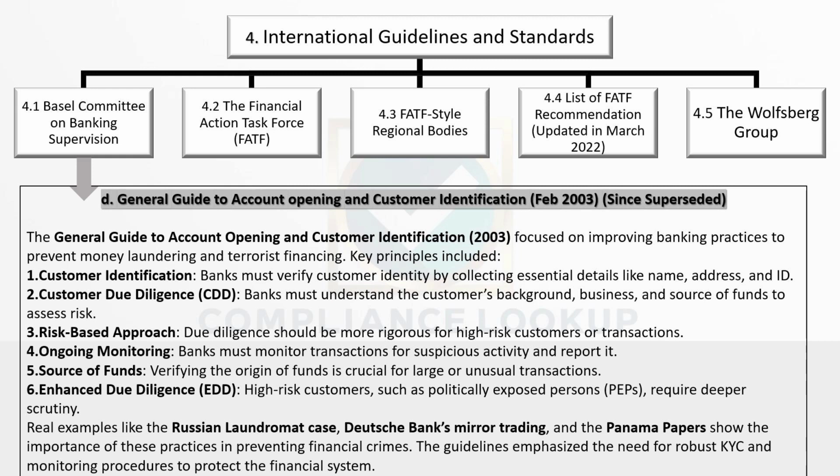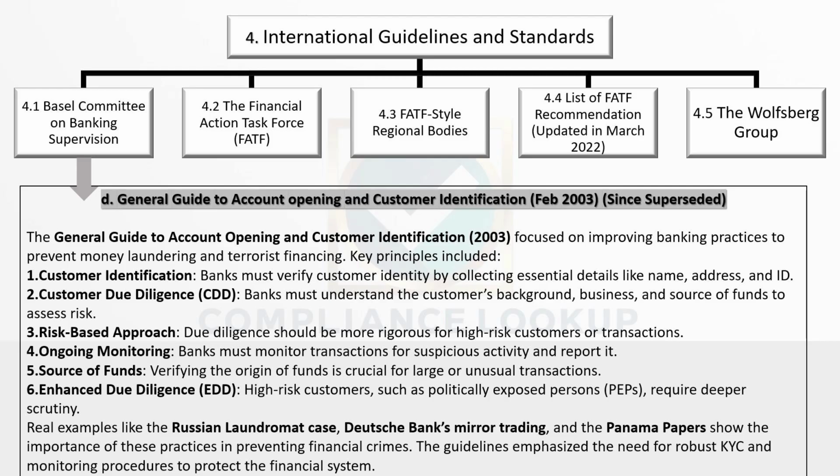Real example: in 2016, Deutsche Bank was fined over $630 million for facilitating the movement of $10 billion of Russian money through its mirror trading operation. These transactions were flagged as suspicious, but the bank's internal monitoring and reporting systems were insufficient, allowing the illicit transfers to occur undetected for a prolonged period.